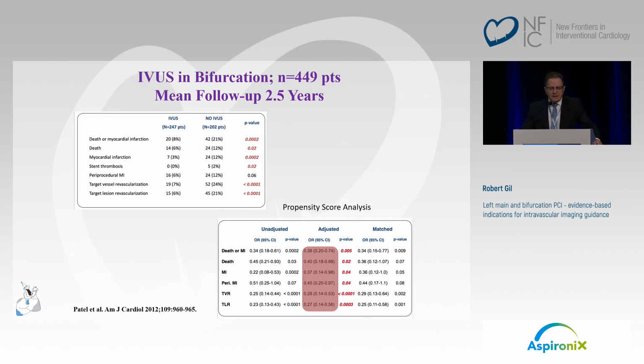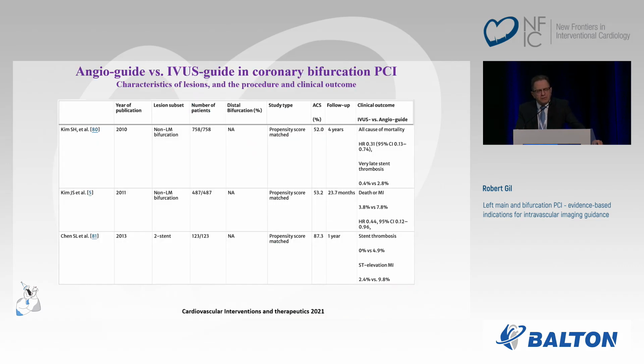For the other bifurcations, non-left main, we also have a lot of trials and registries showing the superiority of IVUS over angio. We should remember that this assessment is not only for the immediate result, but it also translates into longer follow-up, 3 and 4 years. And of course, here you can see a couple of other trials showing that this benefit of IVUS guidance exists for other non-left main bifurcations.